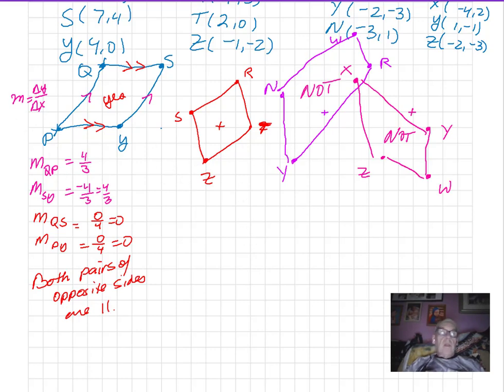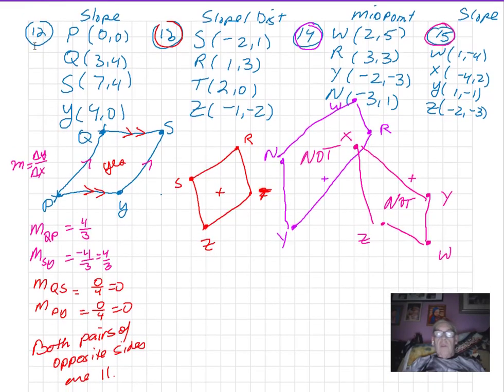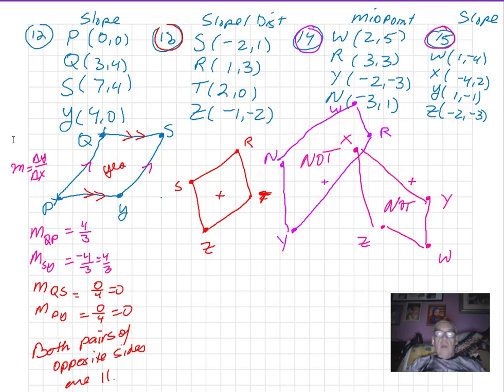Okay, let's look at number 13. Number 13 wants us to use slope and distance. So I'm taking this that they want us to show that one pair of sides are both parallel and congruent. So let's do SR and ZT. We want to find the slope of SR, and we want to find the slope of ZT, and we also need to know that they're the same length. So we want to find the distance from S to R, and the distance from Z to T. So if we can show that we have one side that's both parallel and congruent, we have a parallelogram.